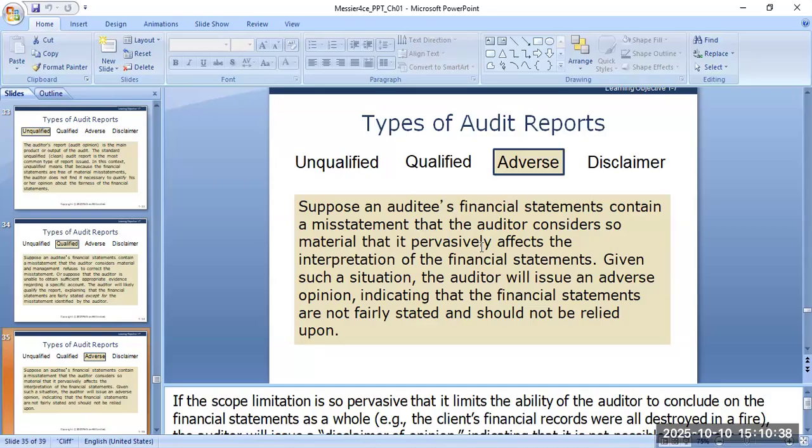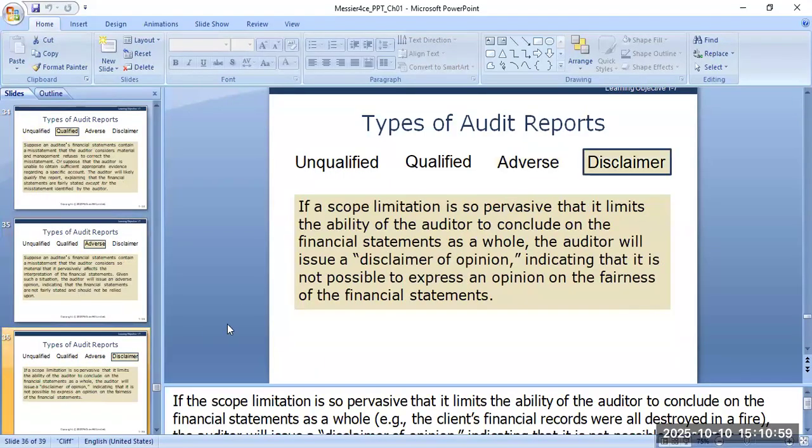The next one is adverse, in which the auditor finds that the statements under audit contain misstatements that he or she considers to be material, and they basically affect the interpretation of the financial statements. The last one is the disclaimer. Obviously, the auditor just refuses to issue any report, just withdraws from the audit completely. That's what's important from chapter 1.